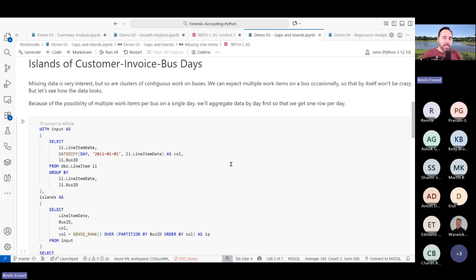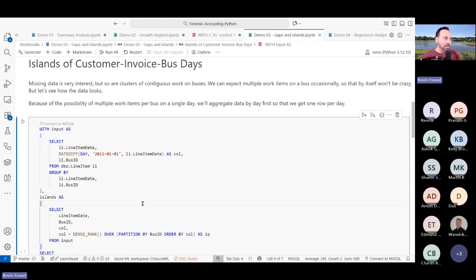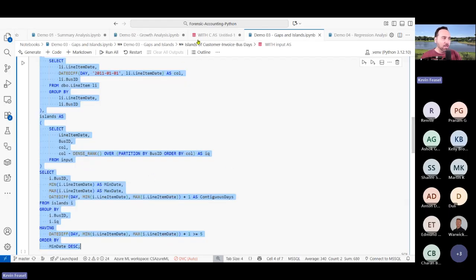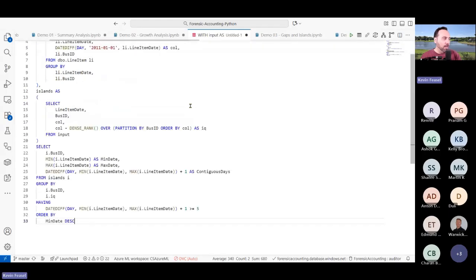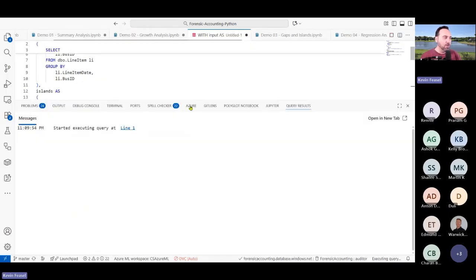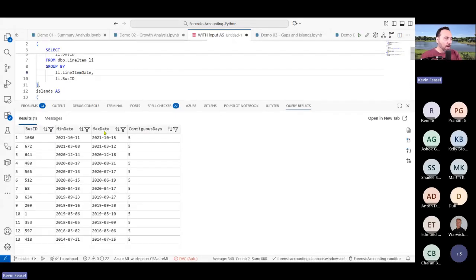So looking at customer invoice bus days. I want to see what combinations of items we have. Let me just run this query and we'll see the results, and then I can quickly talk about the query itself.